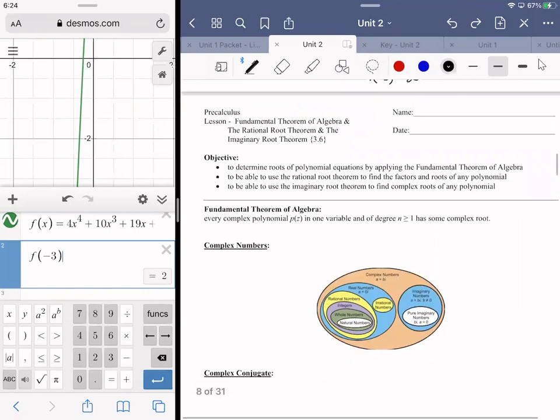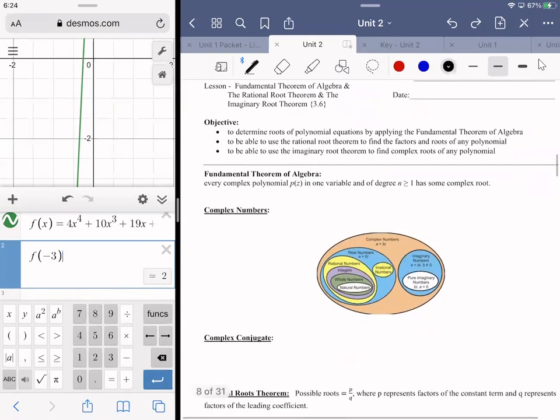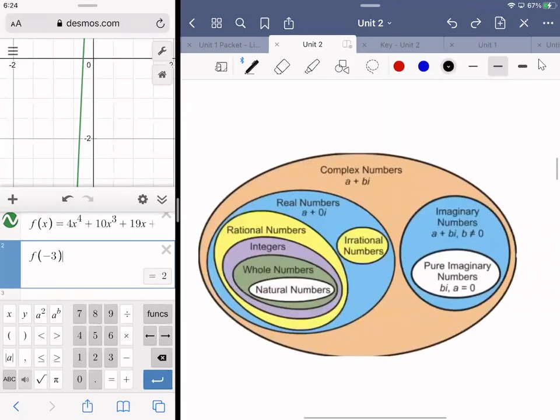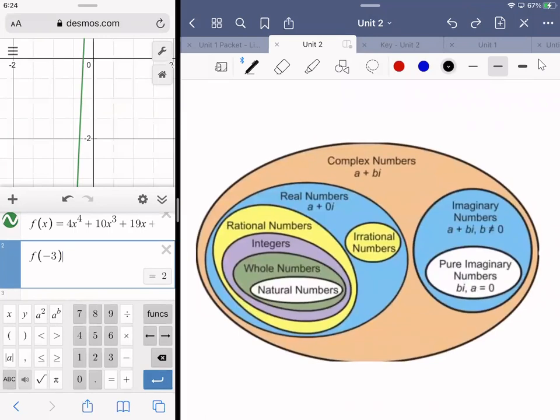I included this diagram here to remind you what complex numbers are. You have your set of real numbers. This bothers me. Okay, that's fine, I guess. You have your set of real numbers. Those are made up of rational numbers, integers, whole numbers, natural numbers, and also irrational numbers.